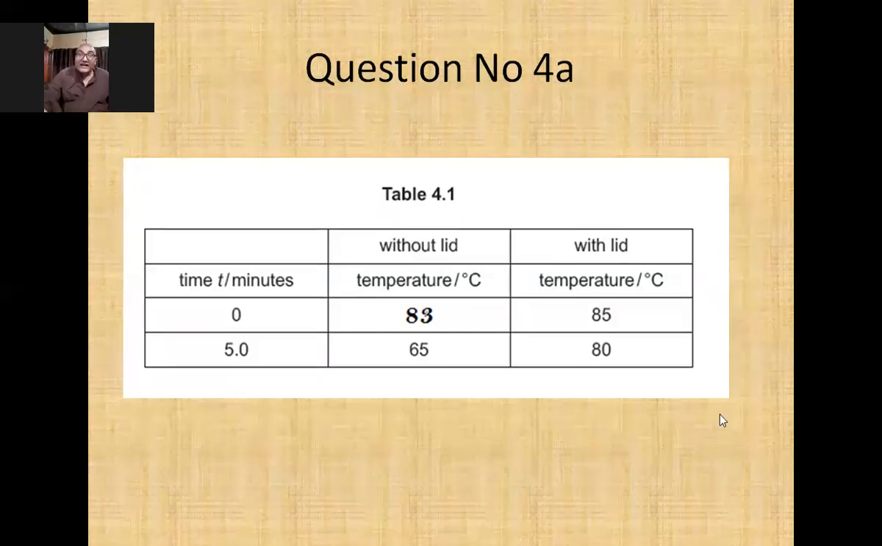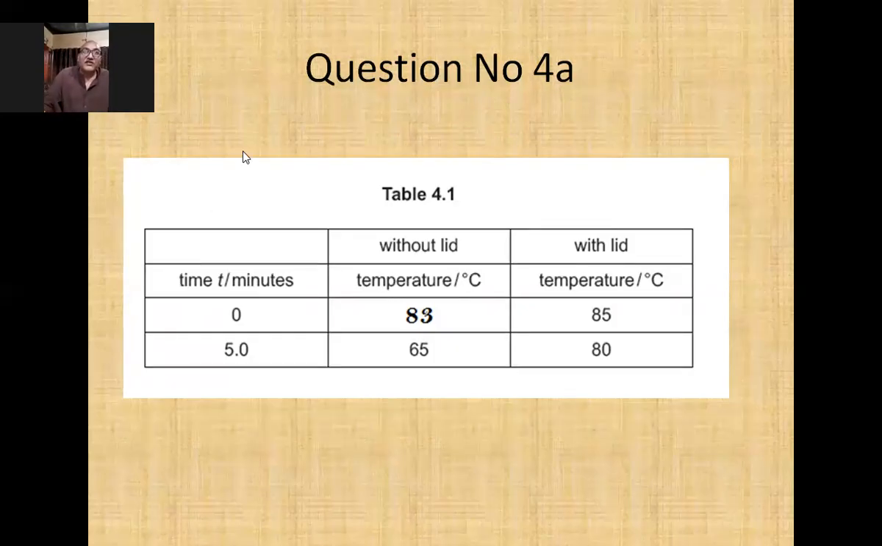So if you look at the data with the lid, the initial temperature is 85, the final temperature is 80. So it means there is a drop of 5 degrees centigrade in 5 minutes. So when you are without lid, the temperature drop is 18 degrees centigrade in 5 minutes. And when you are with the lid, the temperature change is just 5 degrees centigrade in 5 minutes. So this is the argument which you have to write.